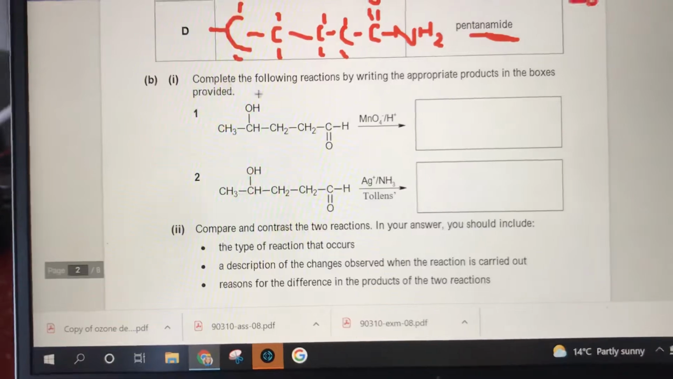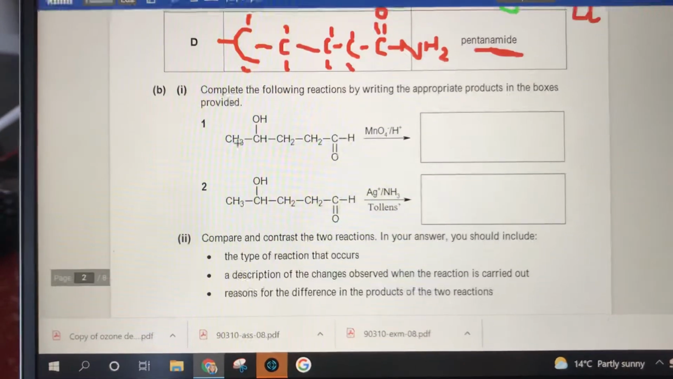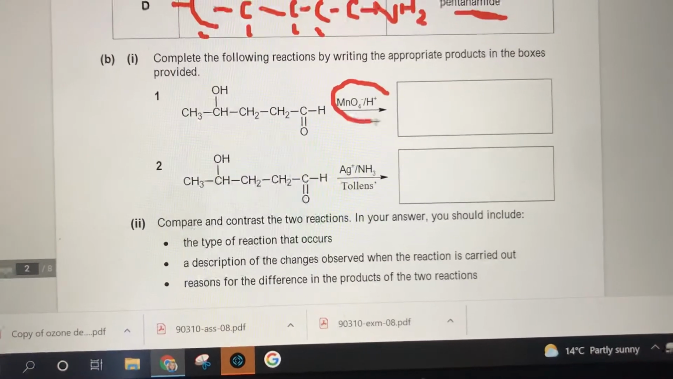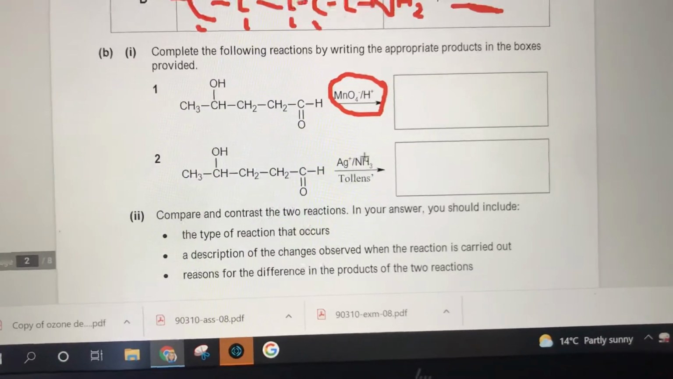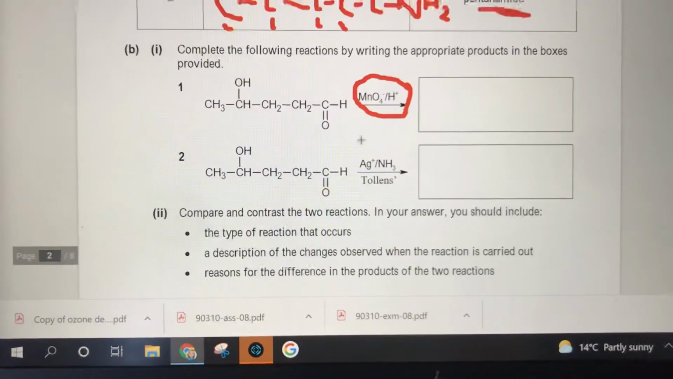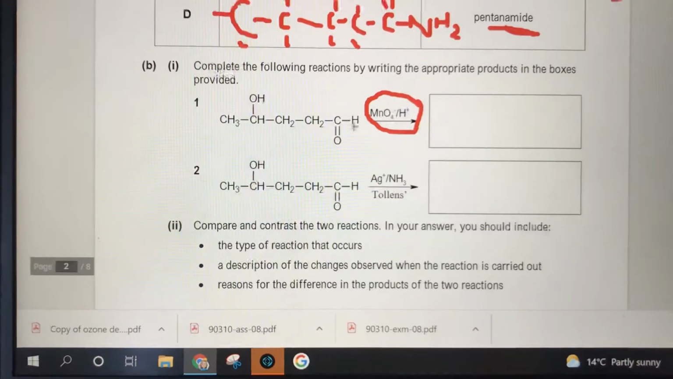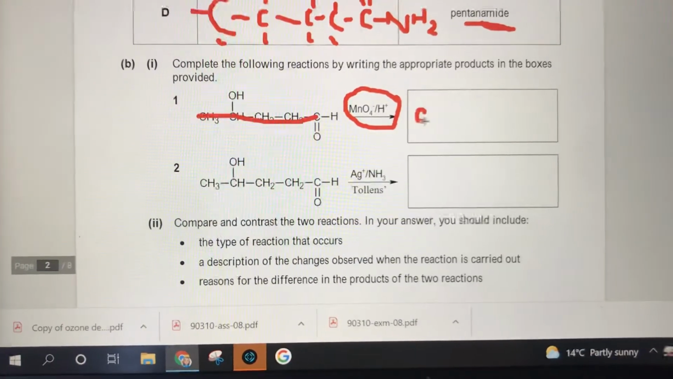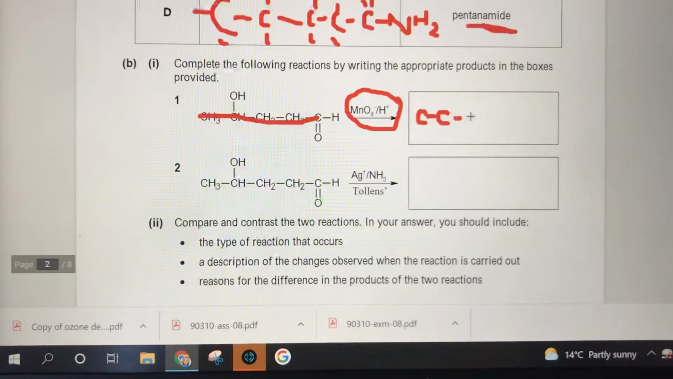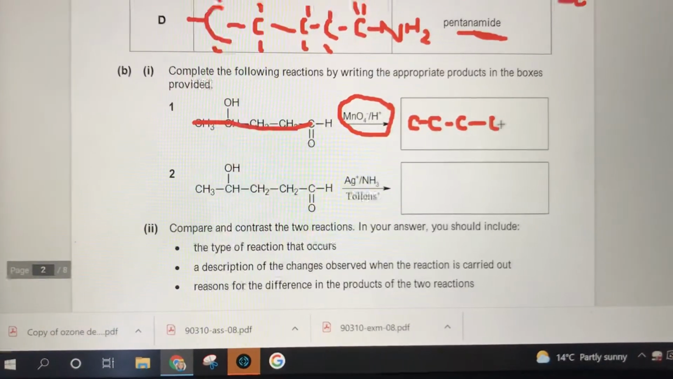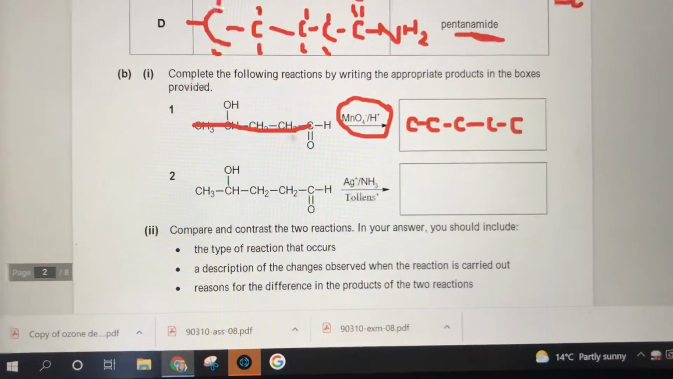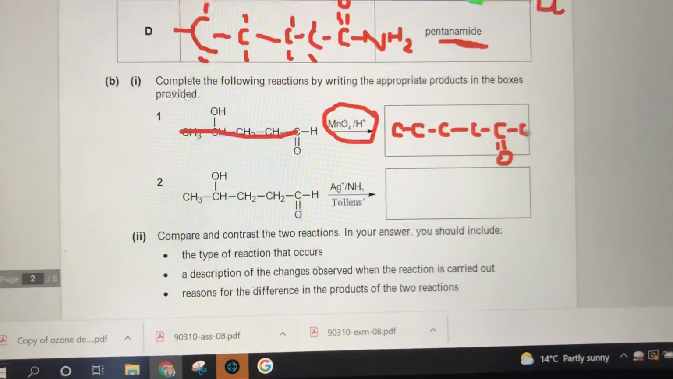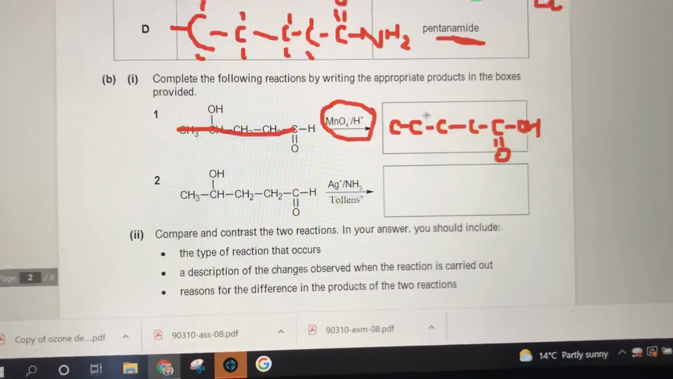Right, number 1B1, we have to complete the following reactions. So there's 2 functional groups in here, which makes it a little bit more challenging. We've got an oxidant there, so we're looking at what can be oxidized. So both of these can be oxidized. The only things that can't be oxidized are tertiary alcohols. So we're going to copy the carbon chain, 1, 2, 3, 4, 5. And then we're going to oxidize both of those groups. And in the absence of any other information, we're going to fully oxidize them. So that's going to become a carboxylic acid. And that's going to become a ketone.